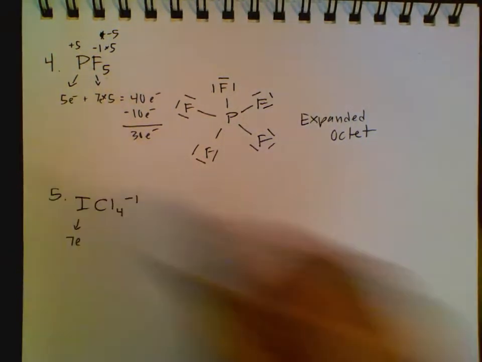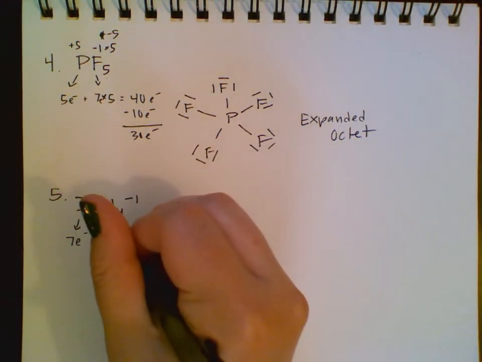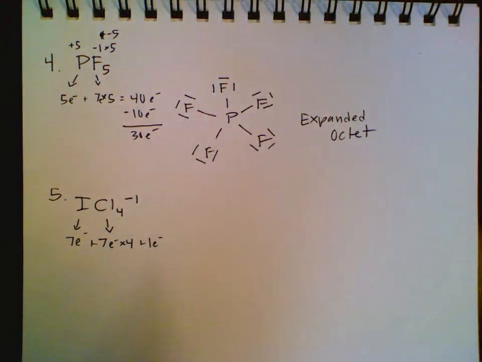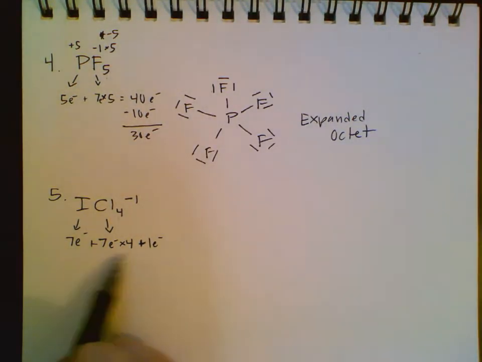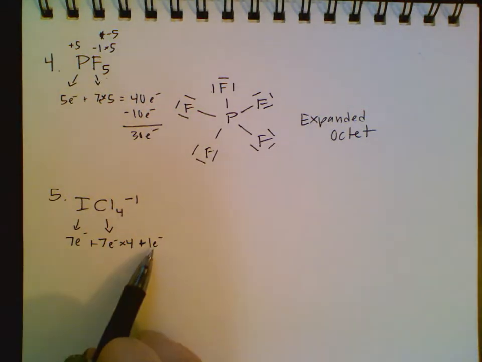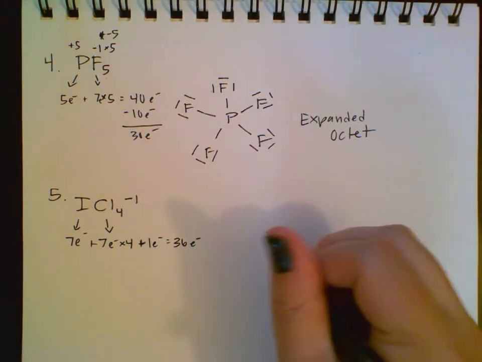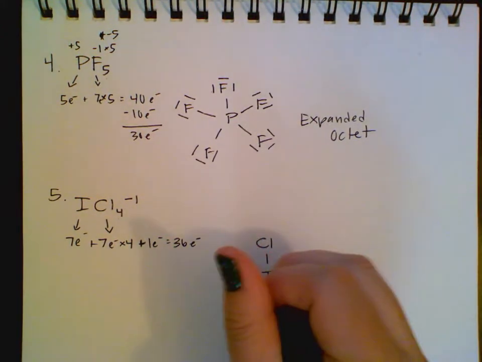Iodine brings 7 electrons to the party. Chlorine also brings 7 electrons to the party, and there are 4 of them, plus the 1 straggler from the -1 charge. Remember that if you have a positive charge, that positive charge takes away 1 electron from the total. So I have 28 right here, plus 7 and another 1. So 28 plus 8 is 36 electrons. And I'm going to draw. I goes in the middle. I'm going to put my Cls distributed around here.